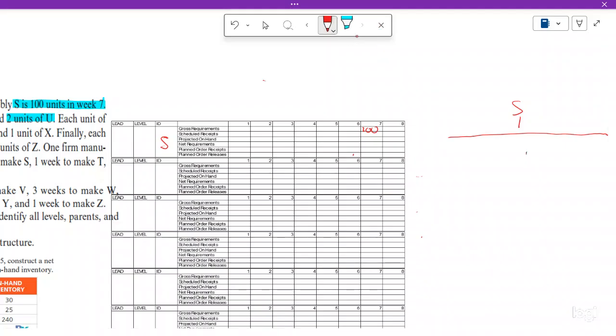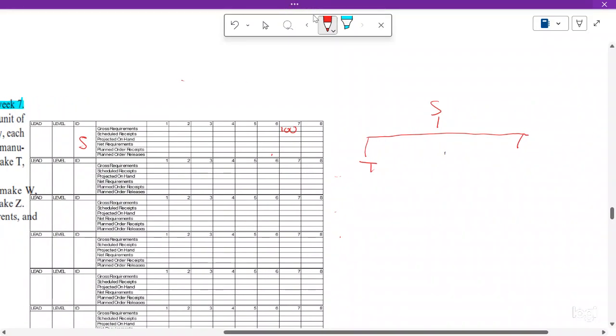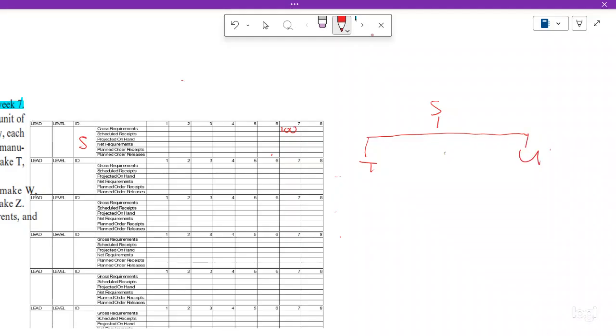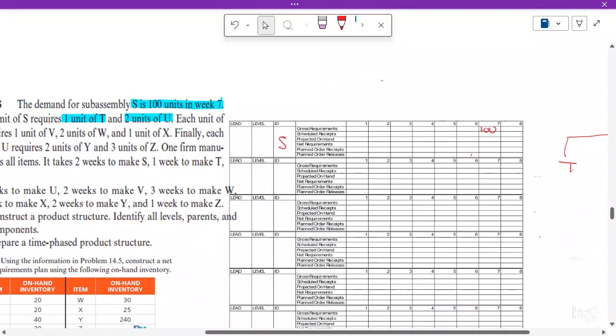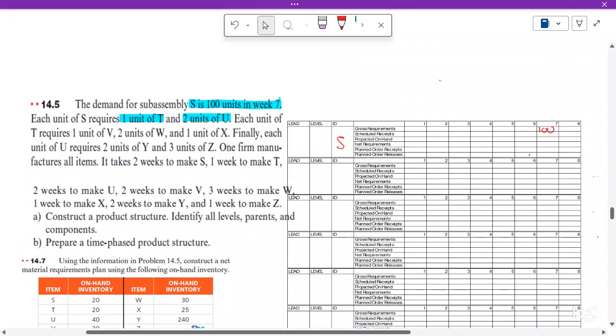So we have T and we have U. How many products of U? There are 2. Two units of U.